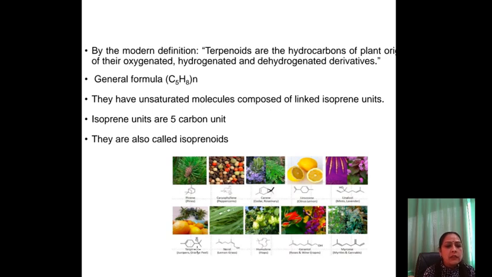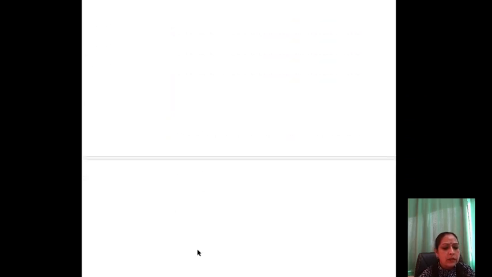Now, by the modern definition, terpenoids are hydrocarbons of plant origin and their oxygenated and hydrogenated derivatives. Oxygenated means these terpenoids contain oxygen, and hydrogenated means they are derived from a hydrocarbon compound. The general formula of terpenoids is C5H8, and they are unsaturated molecules composed of linked isoprene units. Isoprene units are five-carbon units, and terpenoids are also called isoterpenoids.